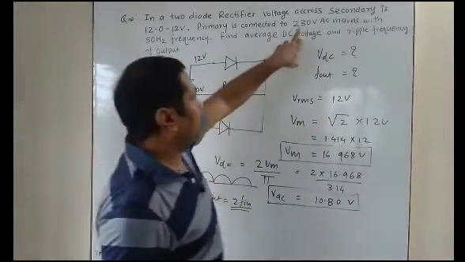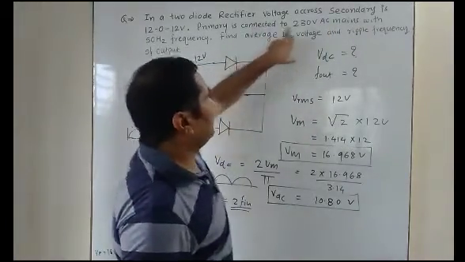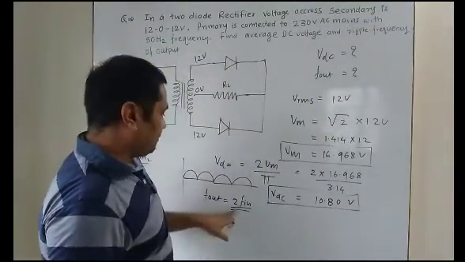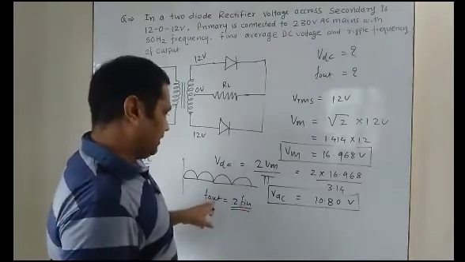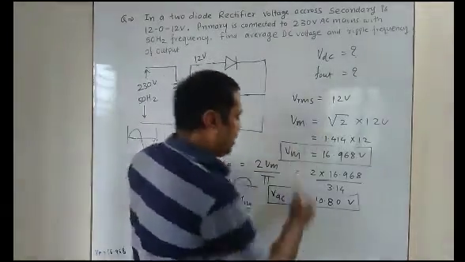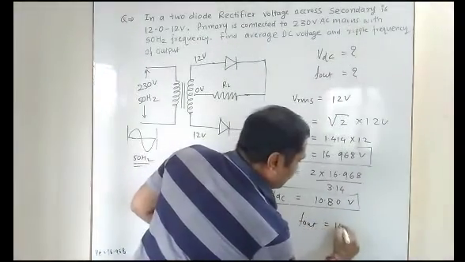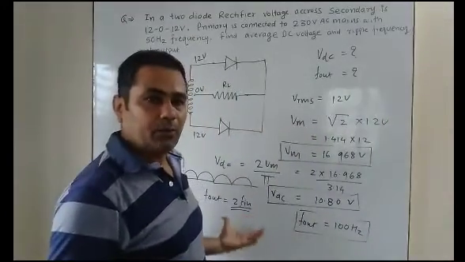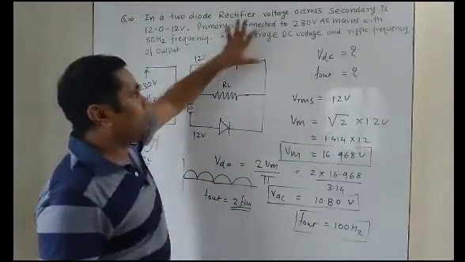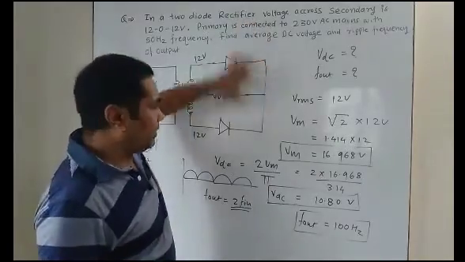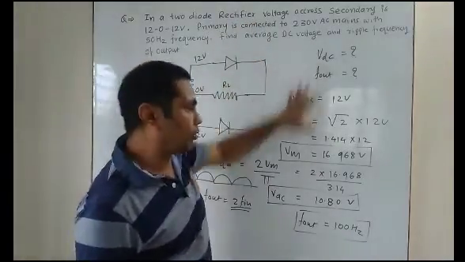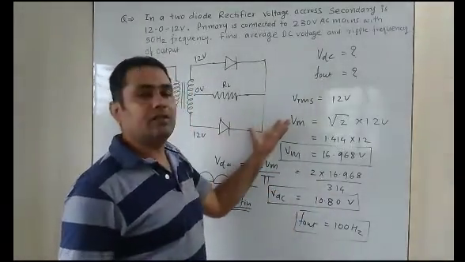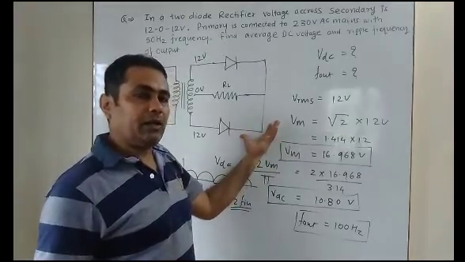Now in the problem they have given that it is connected to 230 volt AC mains with a frequency of 50 Hz. So if 50 Hz is the frequency of the input, then that will be doubled at the output. So the frequency at the output will be 100 Hz, twice the input frequency. In this way we can identify the rectifier, and then after drawing the diagram we will get the idea which formula has to be applied here. In this way we can find the answer to any numerical based on rectifiers.